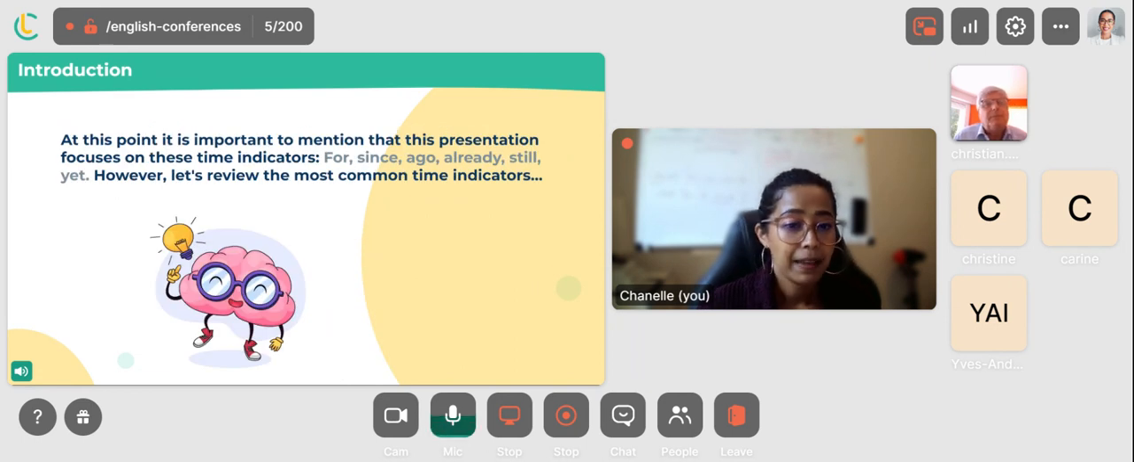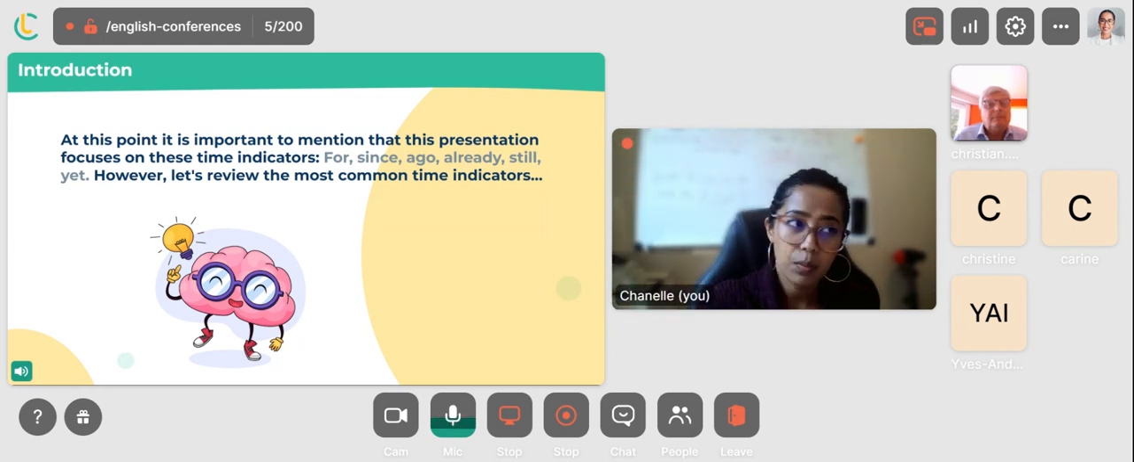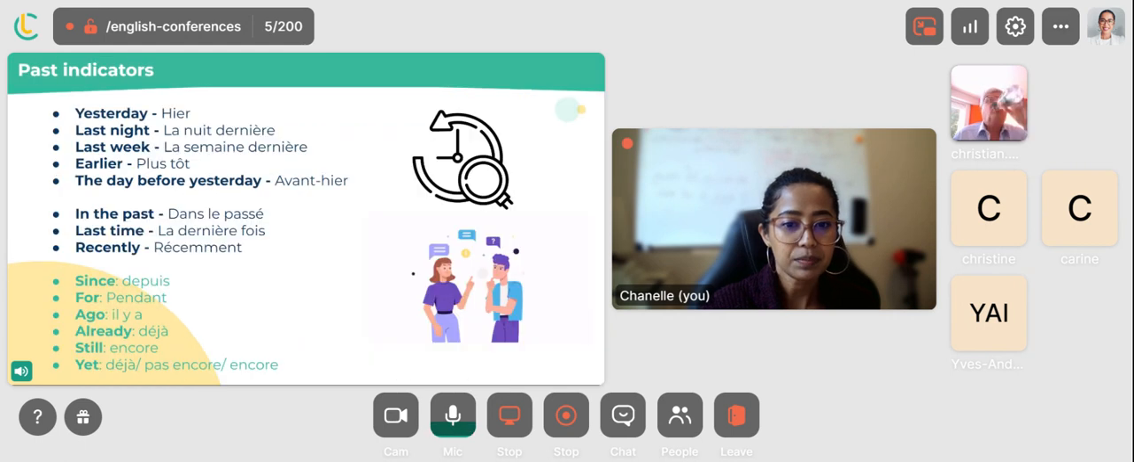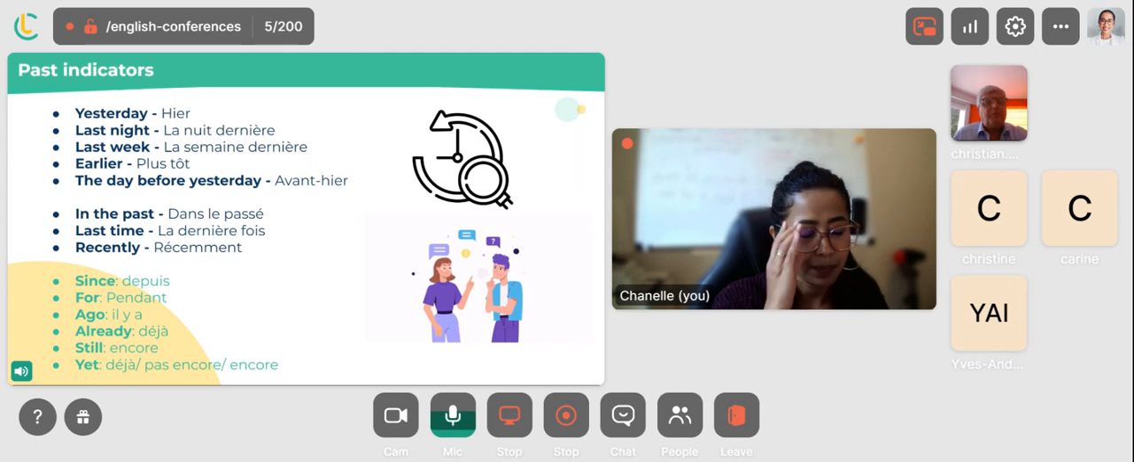At this point, it is important to mention that this presentation focuses on these time indicators. So even though there are many others, today we are going to be looking at for, since, ago, already, still, and yet. However, let's review the most common time indicators. So even though those ones I mentioned are the focus, we have others. Let's have a look. For example, yesterday. Yesterday is a past indicator. That means it shows the past.